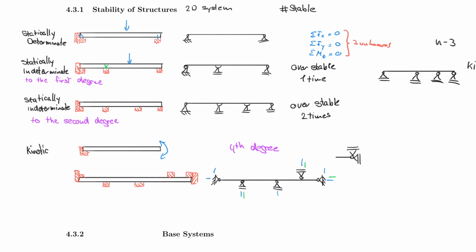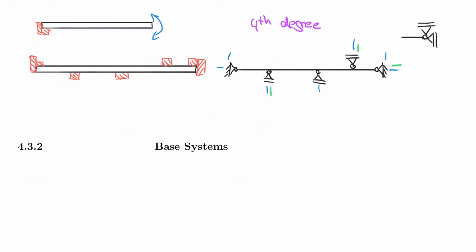Now there are actually base systems that we can use to define statically determinate systems. So there are 3 systems available to us that are always statically determinate, and we can use them to build up other systems. So we would call these statically determinate base systems.